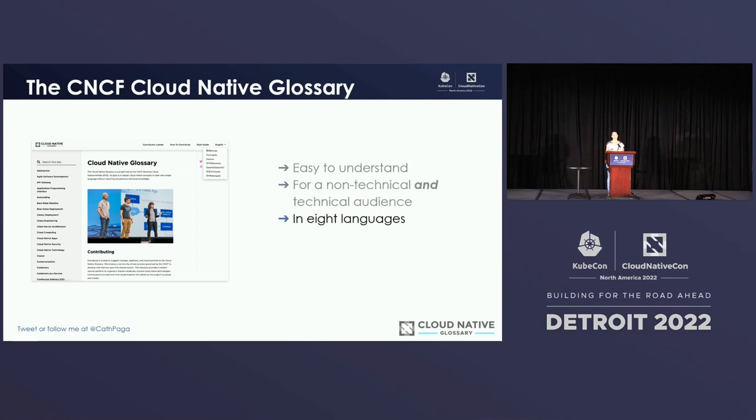And then we have more non-native English speakers than English speakers in our community. And to make the glossary even more accessible, we're trying to localize it into as many languages as possible. Currently, we have 8 languages live, 2 more in the making, and hopefully many more in the future. And it's really exciting to see how teams all around the world are working on this effort. And then we launched last year at KubeCon NA, so happy first birthday, glossary.